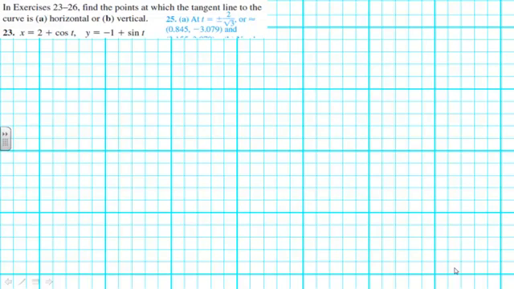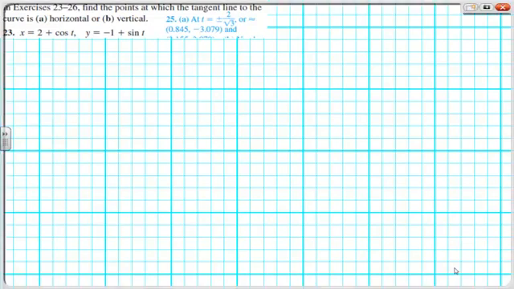All right, so here's problem number 23. We're going to find the points in which the tangent line is horizontal or vertical. Let's find out what dy/dx is. We'll do that by finding dy/dt over dx/dt.